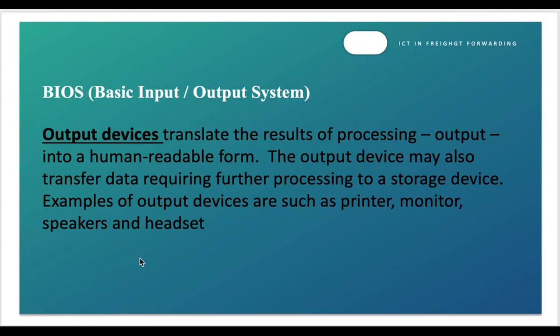So we play music on the computer, and the music comes out to us through speakers and headsets. The monitor is where, once we produce documents, we can read them as we see, or look at pictures, or anything that we have created. We can see these from the output devices. So like I said again, examples of these output devices are the printer, monitor, speakers, and headsets.